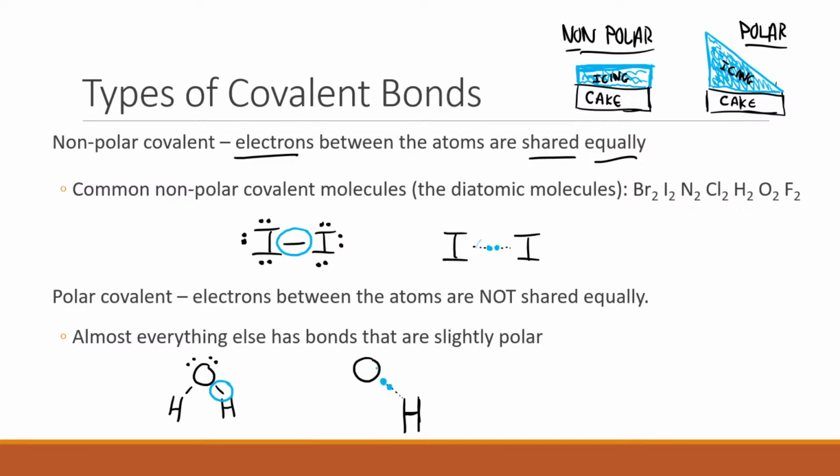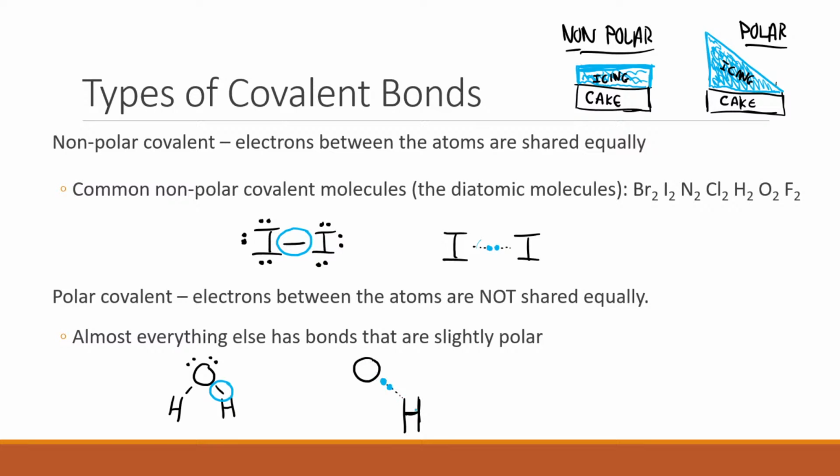And that makes the bond polar. That's this, with our uneven icing distribution. The electrons are not shared equally. And this particular example here is an exaggeration. It's not right up on the oxygen.